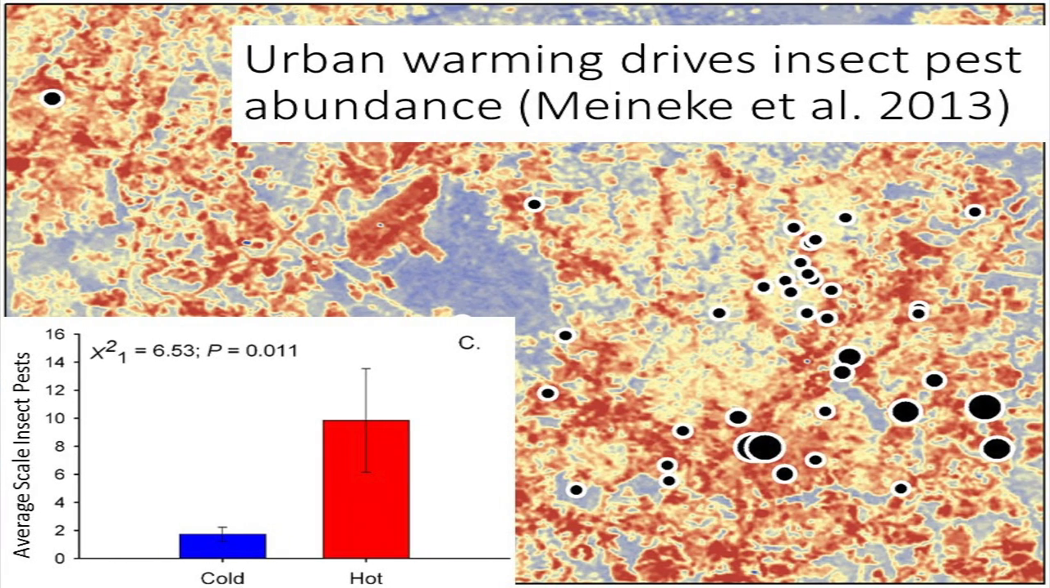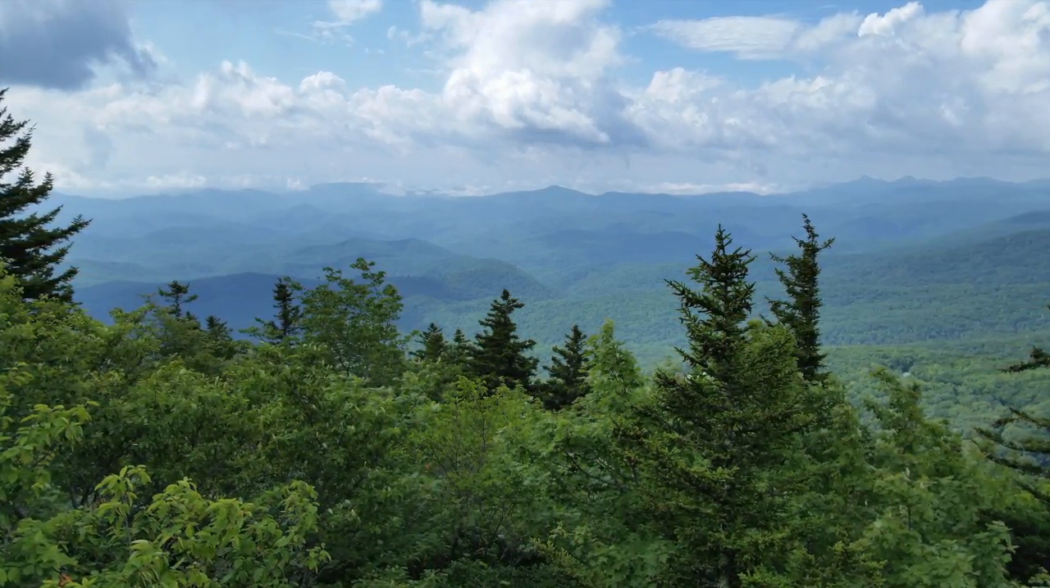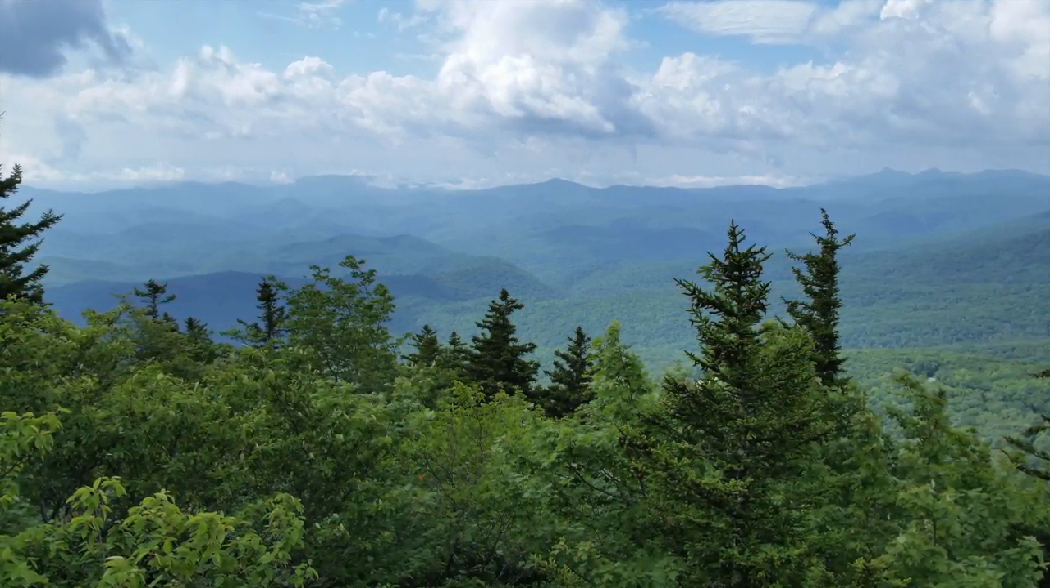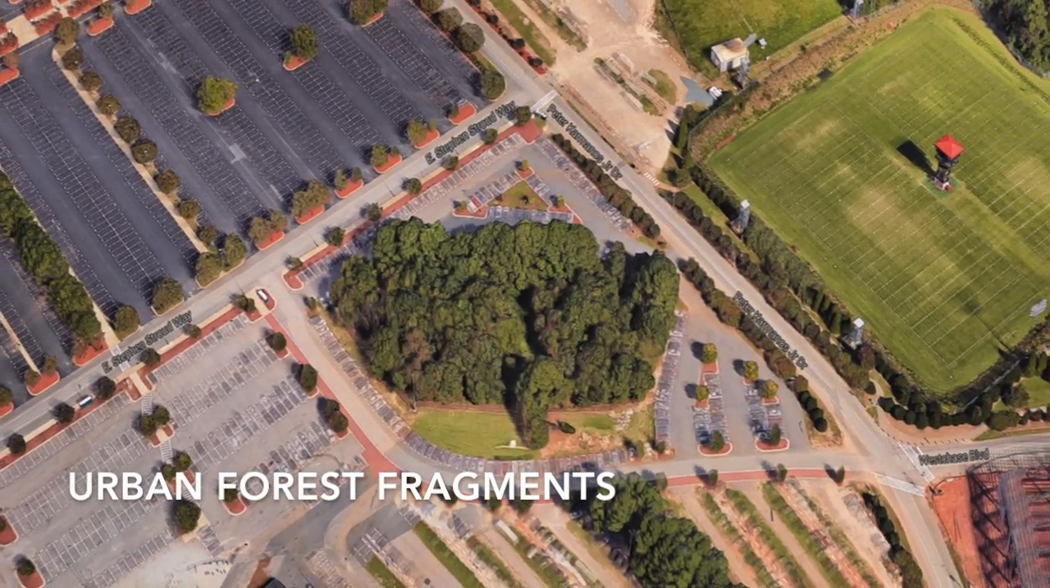We already know that urban trees growing in the hottest parts of the city experience greater herbivory from insect pests than trees growing in cooler parts of the city. So perhaps the key to healthy urban trees lies in making the urban forest cooler and more like a real forest. This is where urban forest fragments come in.